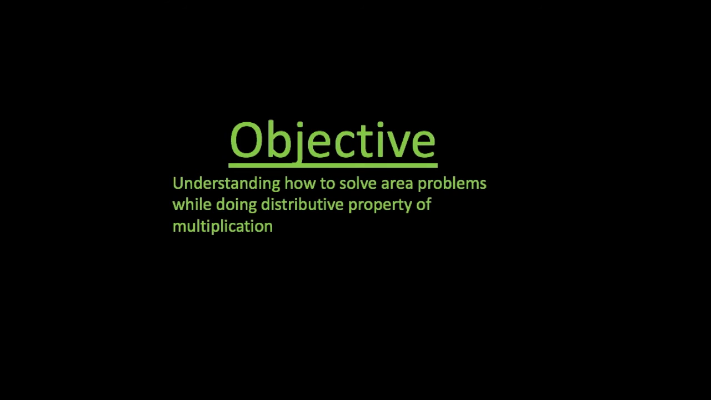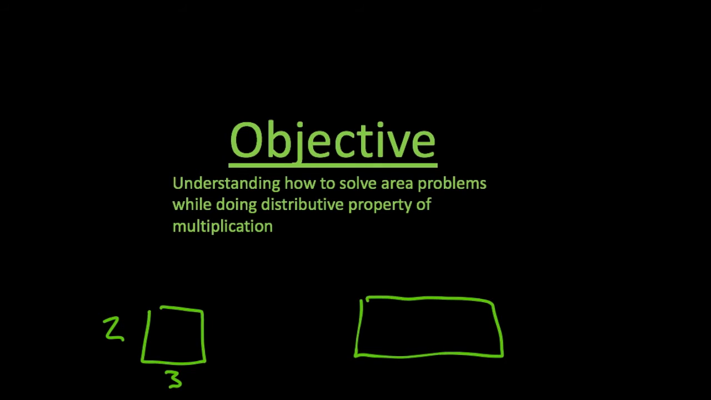So today we're going to do some area problems, area like width times length, so 2 times 3. We're not going to do problems like these, we're going to do problems like these with rectangles, 2 times 3. I'm going to just draw a line here, and 2. So this is area. We're going to solve these type of area problems, and we're going to do the distributive property of multiplication to solve these. So let's get started.